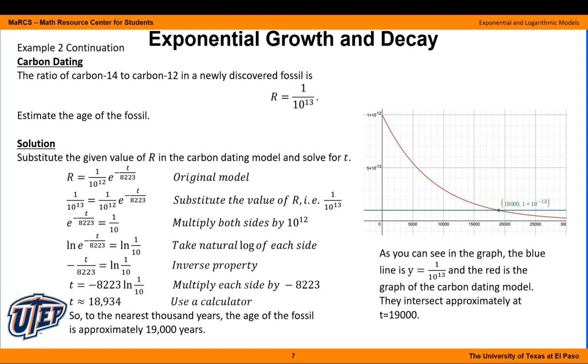By taking the natural logarithm of both sides and applying the inverse properties of logarithms and exponentials, we can isolate the variable t. Using a calculator, we find the age of the fossil is approximately 18,943 years. Rounding to the nearest thousand years gives an estimated age of about 19,000 years. The graph on the right provides a visual confirmation of this result, showing where the carbon dating curve intersects the given ratio.